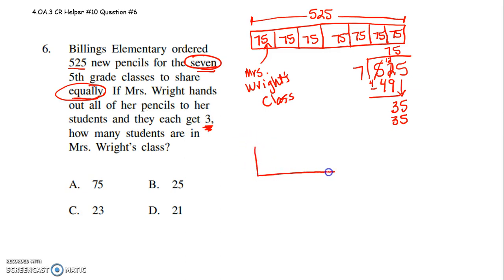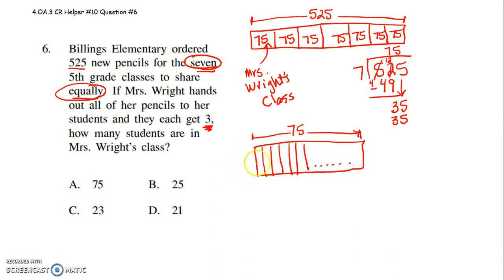So now, you have 75 total pencils she's handing out. You don't know how many individual boxes there are. But I can tell you each little box represents a student. I don't know how many students there are. That's the thing we're trying to figure out. But each student gets 3 pencils. So each of these kids is going to get 3 pencils. We have to figure out how many boxes will get us up to the 75 pencils.